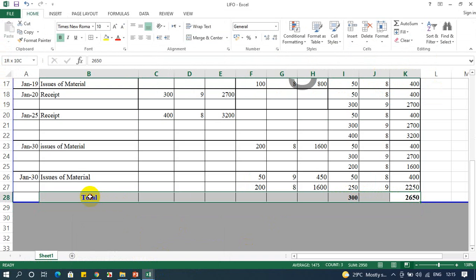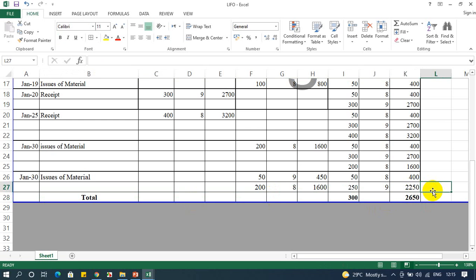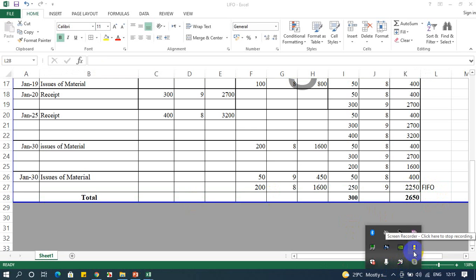So here we can suggest which method is better. Comparing these two methods, we can say FIFO is better because it is first in, first out, and that is a better system for the organization. So we need to use the FIFO method when comparing these two methods, and then we'll discuss the other methods in the coming sessions.